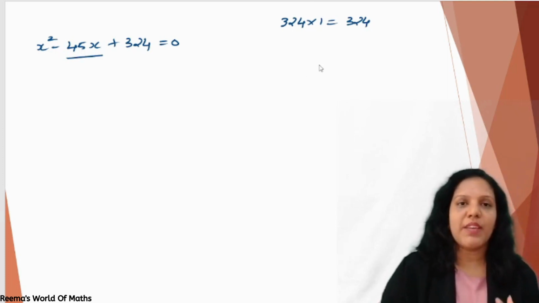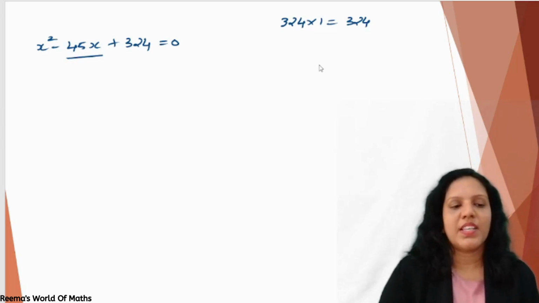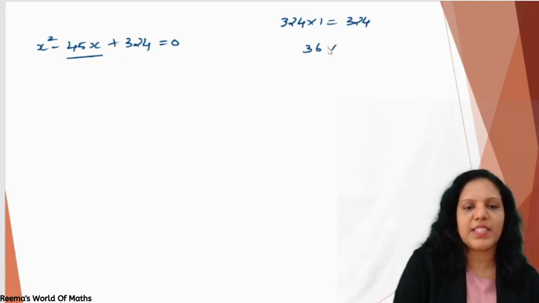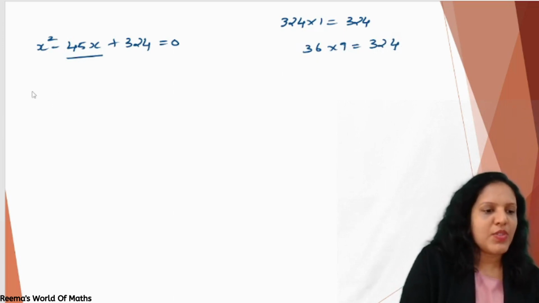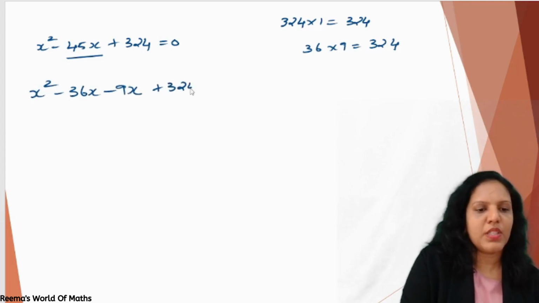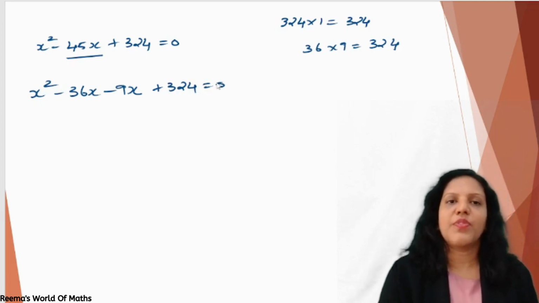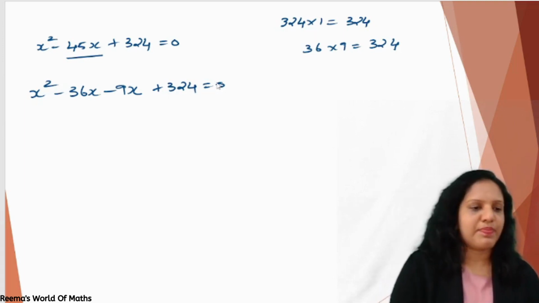Now it will be easy if we learn the tables from 1 to 50 by heart. So we can split minus 45X into 36 and 9. 36 times 9 will also give you 324. So we can use 36 and 9 to split minus 45X. So that will be X squared minus 36X minus 9X plus 324 equals 0. If you learn the multiplication tables from 1 to 50 by heart, you can easily find the other factors of 324.